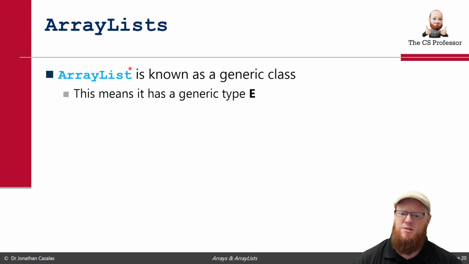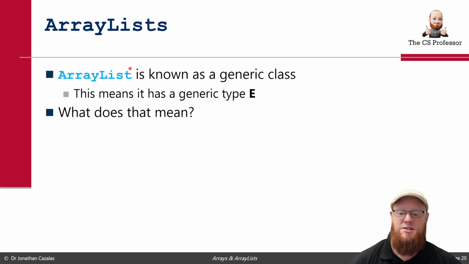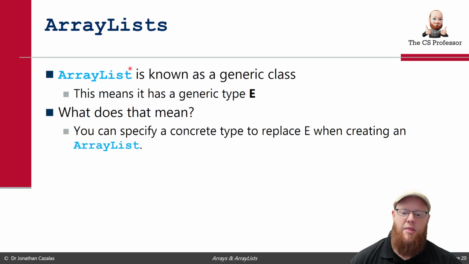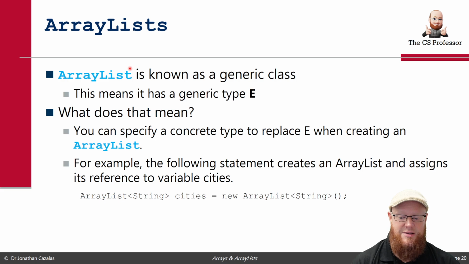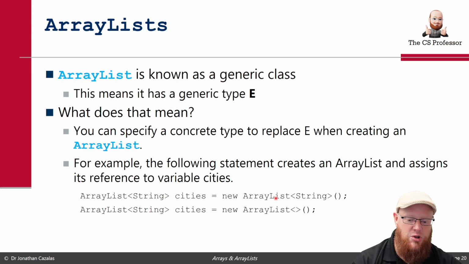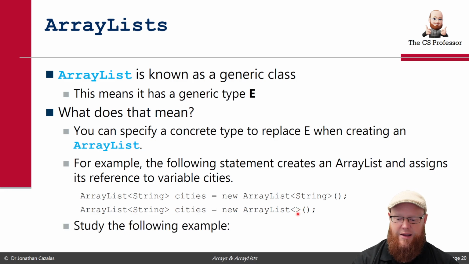So let's look at some more details of this array list. The array list is known as a generic class, which means it really has a generic type. Well, what does that mean? That means that we can specify our own type when we are making an array list. For example, if you want to make an array list of cities, that would really be an array list of strings, right? So we have to specify right here String as the data type of the values that we're going to save in our array lists. And as you likely recall, this is redundant. You don't need to actually type String over here on the right side. You simply use these angle brackets instead.